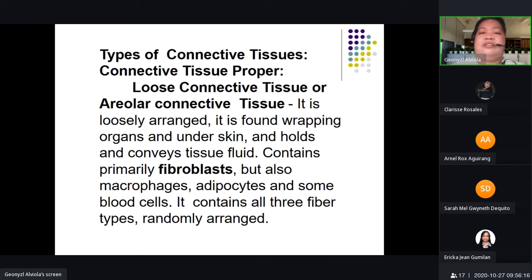So let's have the types of connective tissue. So we have the loose connective tissue, or we call the areolar, contains primarily more on the fibroblast, but also contains macrophages, adipocytes, and some blood cells. So makita ni sila sa lucent portion, like under the skin, so near sa dermis. Muna itong hypodermis kasi naman siya adipocyte.